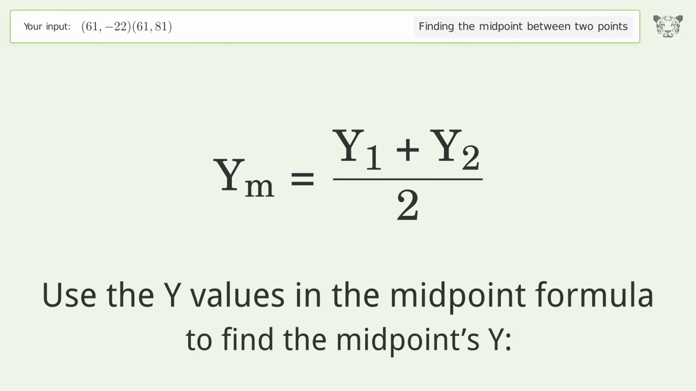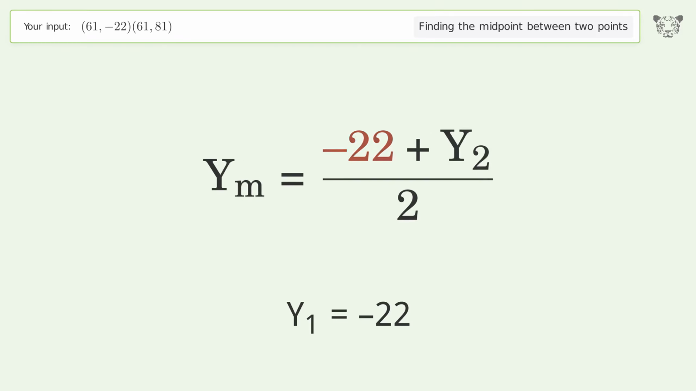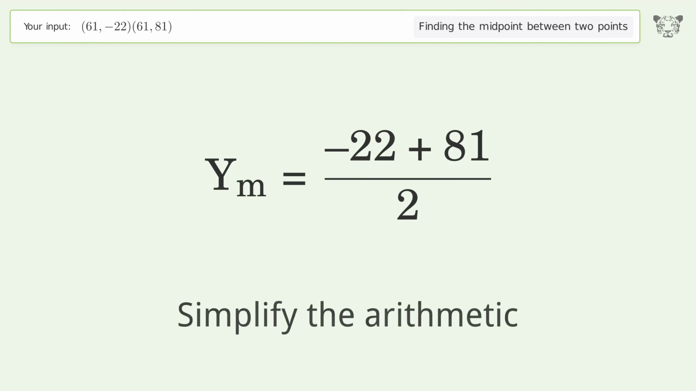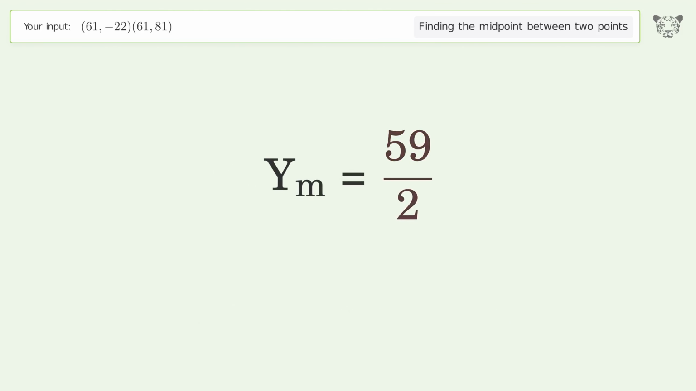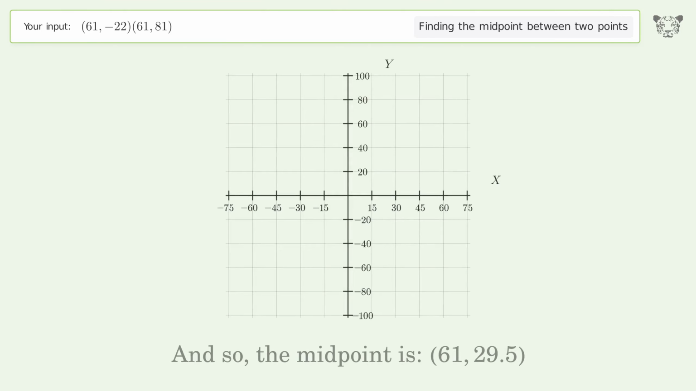Use the y values in the midpoint formula to find the midpoint's y. y1 equals -22. y2 equals 81. Simplify the arithmetic. And so, the midpoint is (61, 29.5).